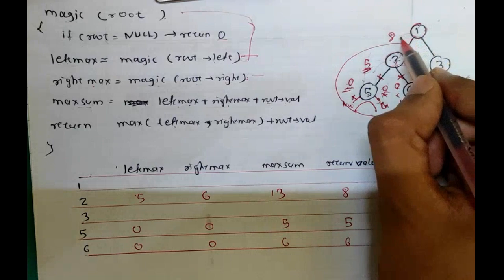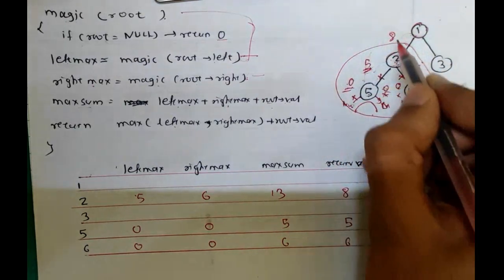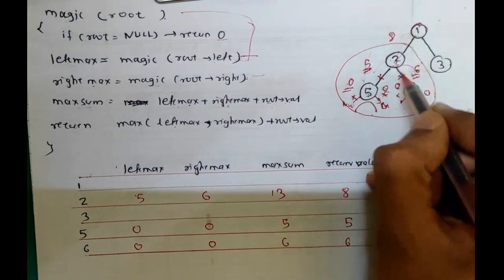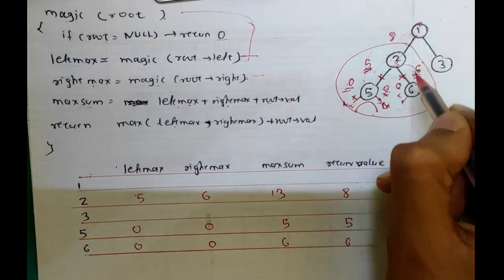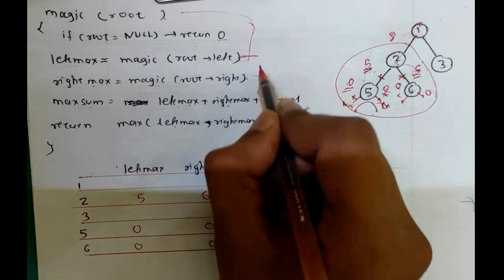So for 1, the left max will be 8, meaning there is a path which will get 8. So this is the path which is maximum. As this is exhausted, so left max is exhausted, go to right.